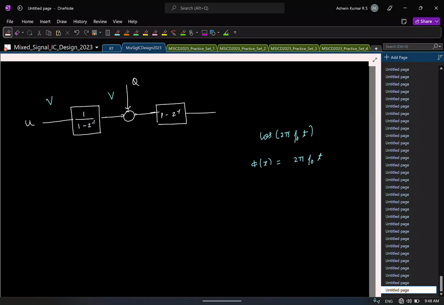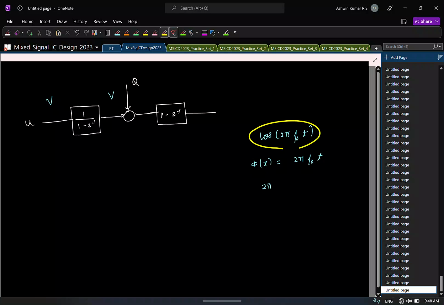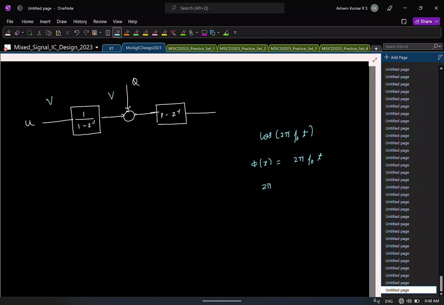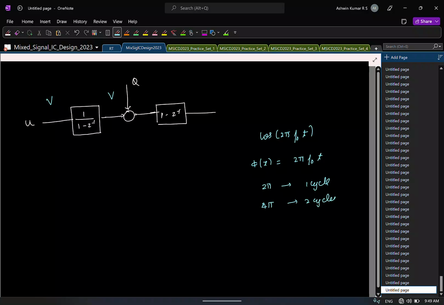One thing to notice, if I say a phase of 2 pi, what does it mean for the voltage waveform? If it completes one cycle, I will say phase is 2 pi, 2 cycles, phase is 4 pi, and so on. This is something you'll know, I guess. So the point I'm getting at is, if this were a phase signal, the saturation issue is not there.